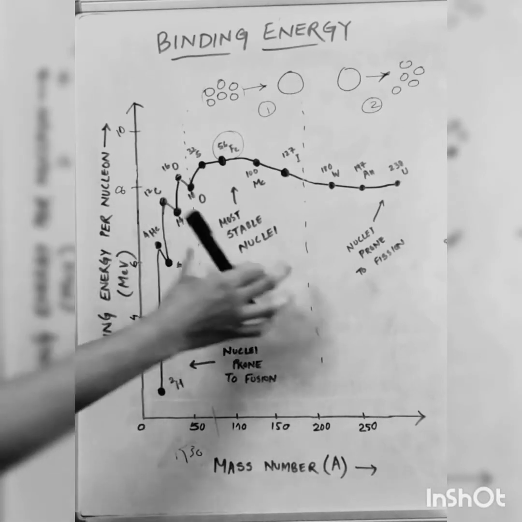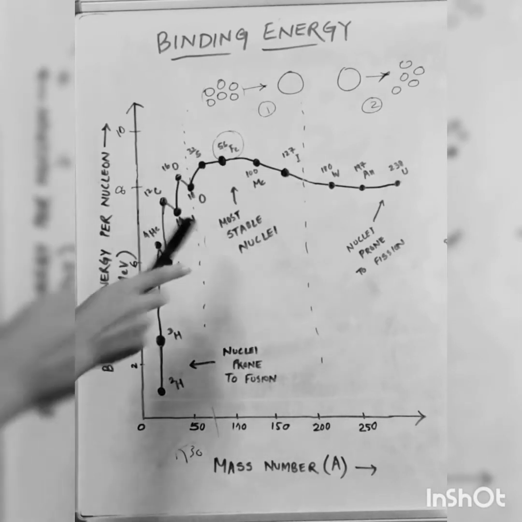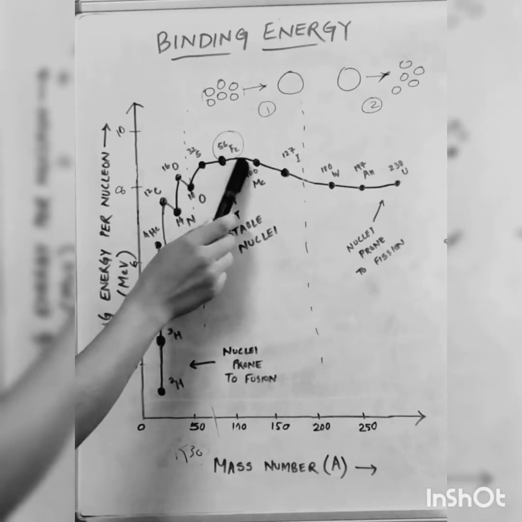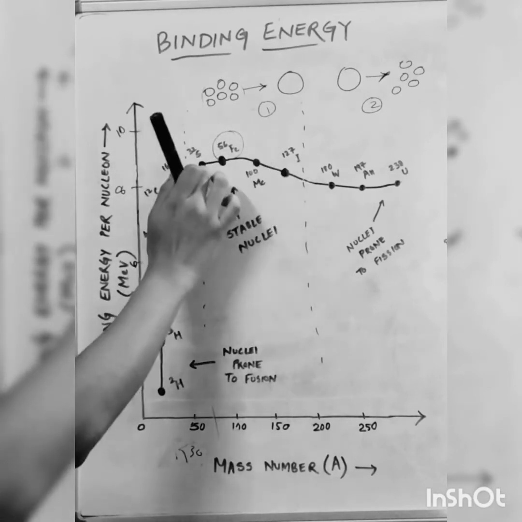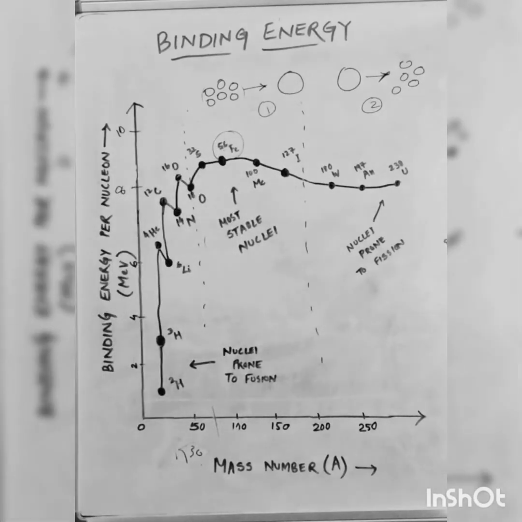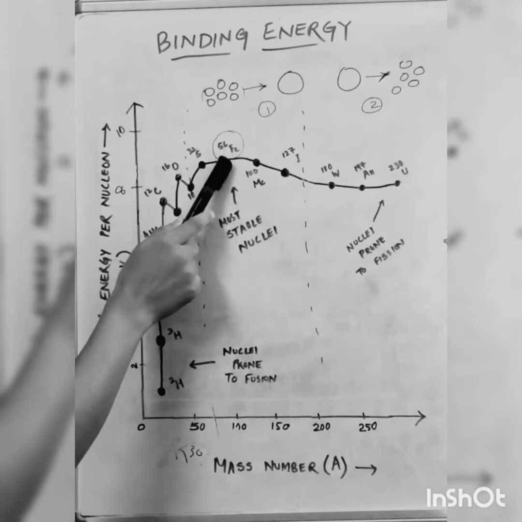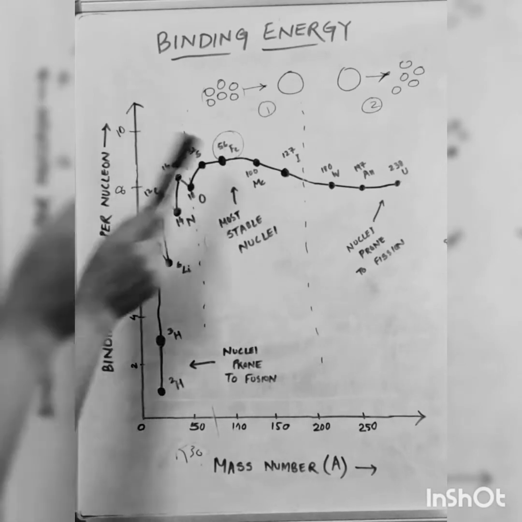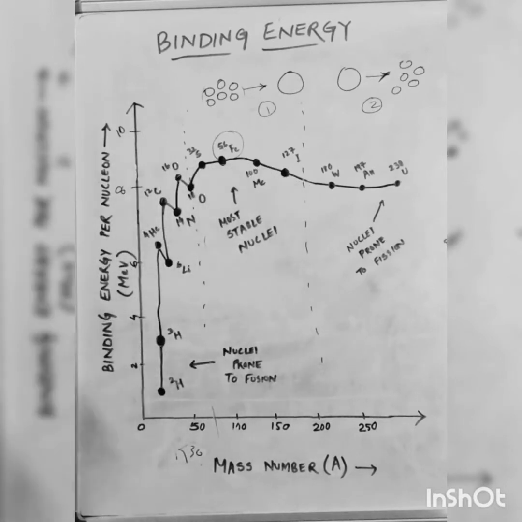Okay, the second part is this one. So this region is important because here the binding energy per nucleon is almost constant, almost the same. And this iron 56, that is, iron whose atomic mass is 56, is the nucleus which has the highest binding energy per nucleon. And this constant value is around 8.6 mega electron volts.